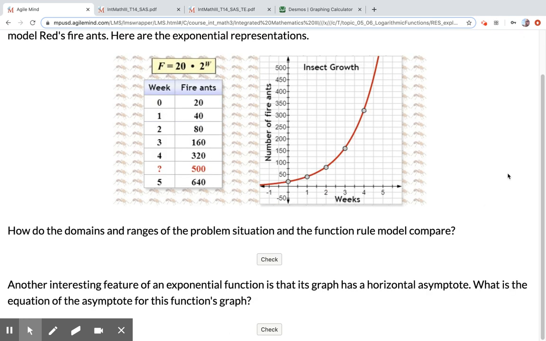So here's what I'd like us to do. I'd like you to take a few moments, and I'd like you to jot down your thoughts on questions 10 and 11. First of all, question 10, let's look at the domain and the range. And notice we're asking about the domain and the range of the function, as well as the domain and the range of the problem situation. Okay, two slightly different things. And of course, we are noticing as well that exponential functions have a horizontal asymptote. So I'd also like you to give me the equation for the asymptote of the function's graph. Go ahead and hit pause. Jot down your thoughts on questions 10 and 11, and then hit play when you're ready to continue the discussion.